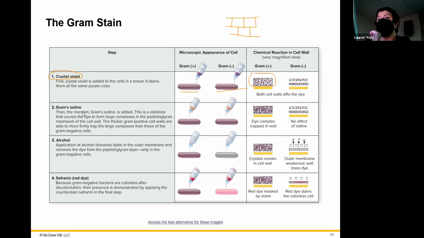Then we're going to add iodine. Iodine is something called a mordant. Just like brick mortar, it's going to help hold those dye molecules in there if they are stuck in there properly. So these guys are going to get cross-linked and stuck in there by the iodine mordant. These guys will not be affected. These guys won't stick. Not permanently.